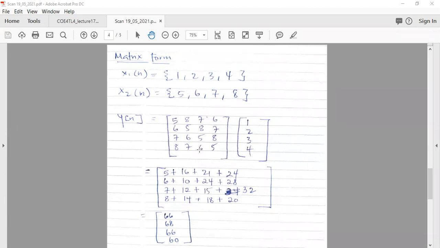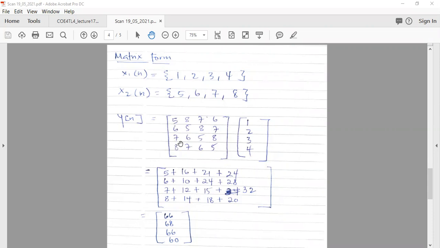Whichever signal we are flipping. All this while we are flipping x2 of n, so we'll flip that, and we'll keep the other as it is. The first column will have x2 of n, that is 5, 6, 7, and 8, as it is. You write it in the column form. Now we are ending at 8, isn't it?